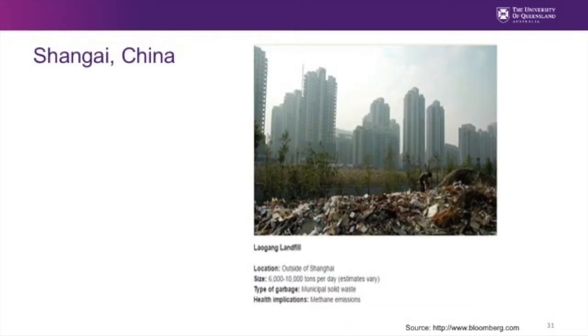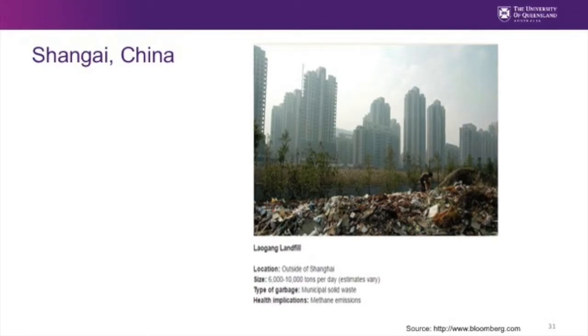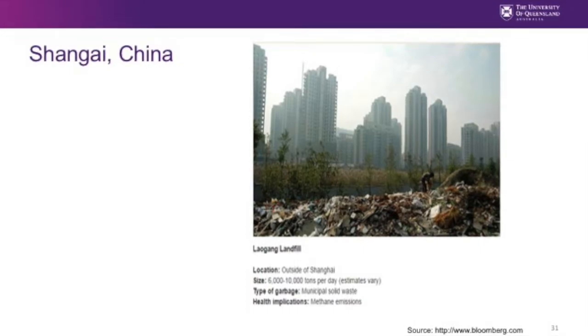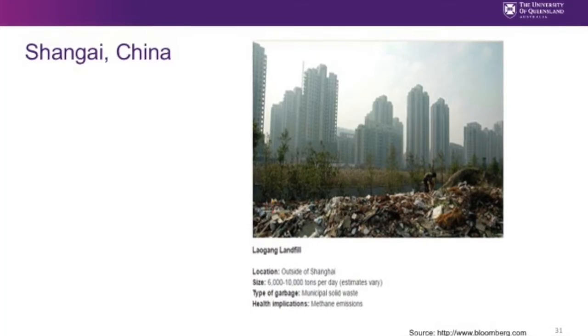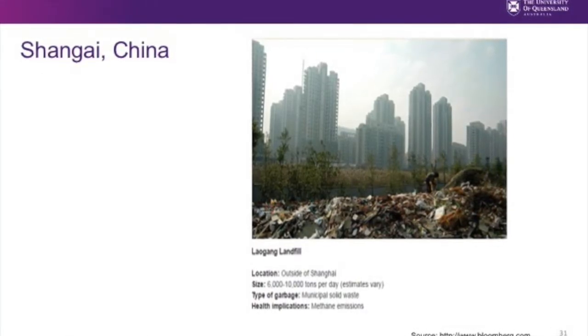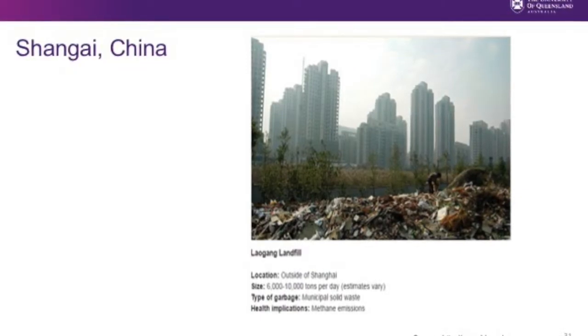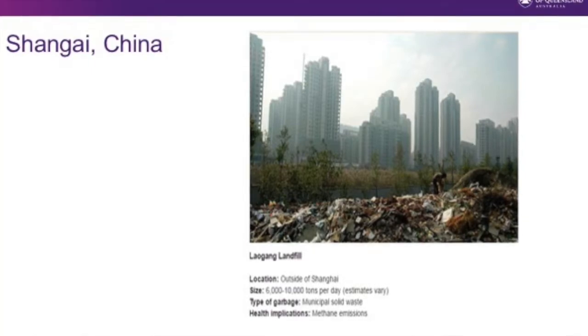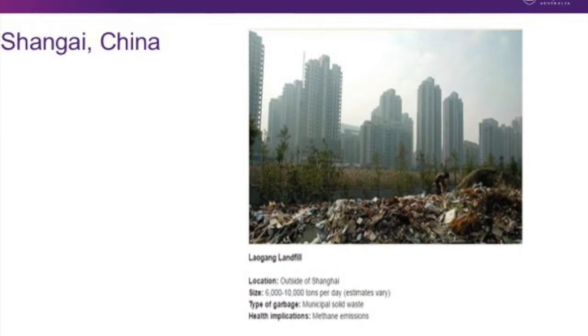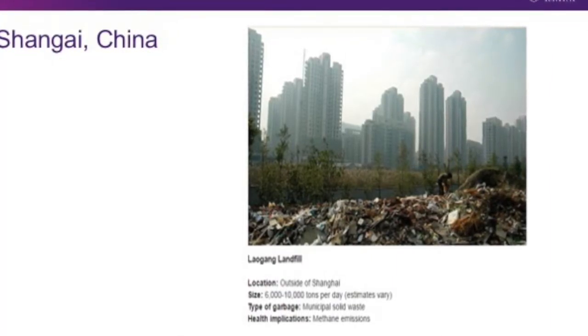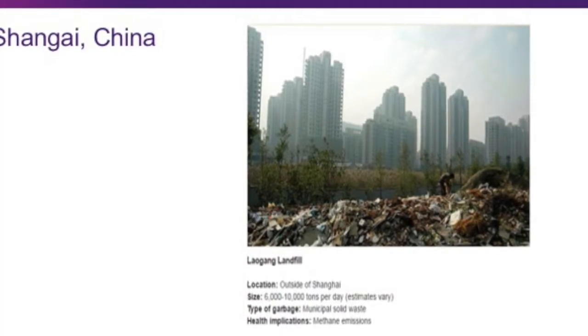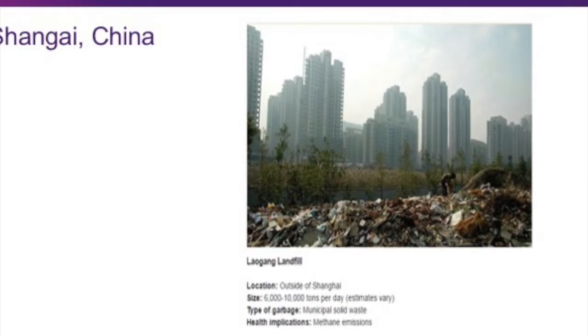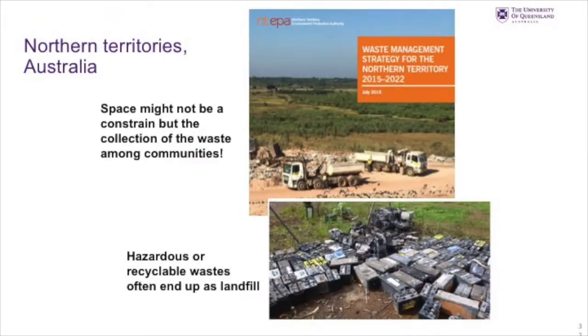But then what about other regions where probably space is a constraint? This is an example of a city where the main problem may be limits on space, for instance. So this is Shanghai, China, and this is a landfill that is outside of Shanghai. It receives from 6,000 to 10,000 tons per day, and the main health implications are methane emissions. As you can see in the picture, it doesn't look as well organized as the previous one, but it has to do with other weather, and it may have other characteristics of the waste that is being generated.